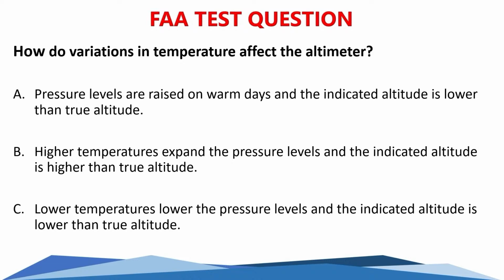How do variations in temperature affect the altimeter? Is it A, pressure levels are raised on warm days and the indicated altitude is lower than true altitude? B, higher temperatures expand pressure levels and the indicated altitude is higher than the true altitude? Or C, lower temperatures lower the pressure levels and the indicated altitude is lower than the true altitude? Think about it before you answer.